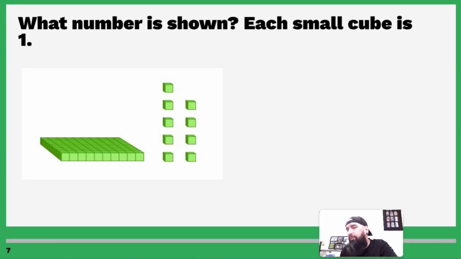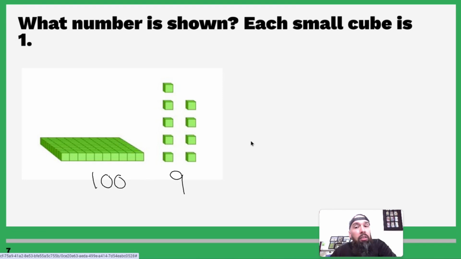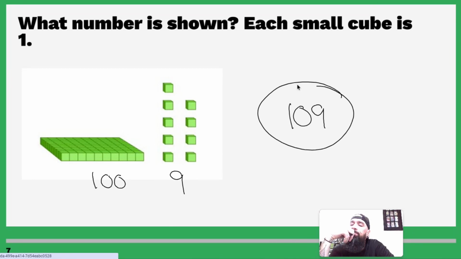What number is shown? Each small cube is 1. Well, same exact rules, but this one's a little bit friendlier. Each of these blocks is 1, 2, 3, 4, 5, 6, 7, 8, 9. So since each block is 1, you got 9. These flat ones were 100. So 109. I see now.